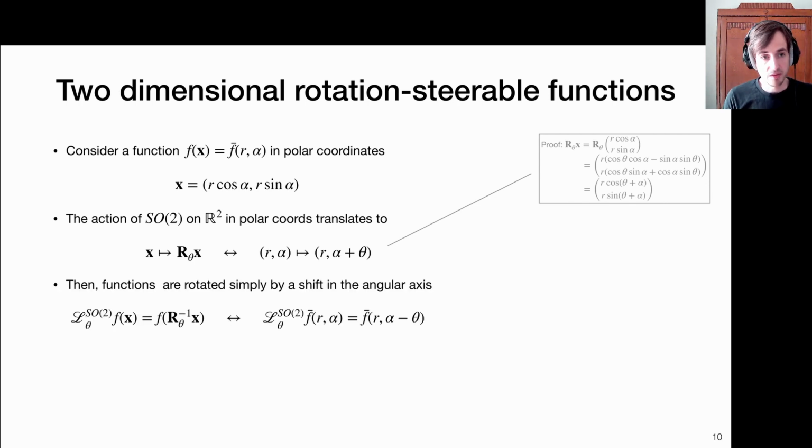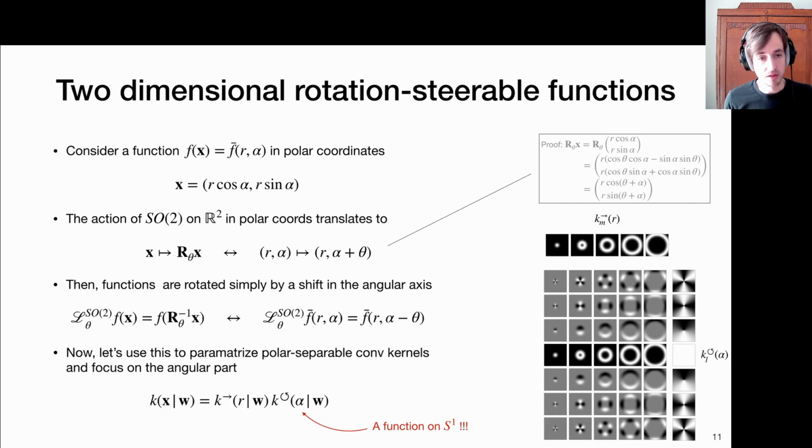And so what we have is that functions are simply transformed by a shift along the angular axis, right? Where here we have the regular representation on these functions, obtained by a transformation of the domain by the inverse rotation matrix. Here we have that the regular representation transforms these functions simply by a shift in this alpha, or angle, axis.